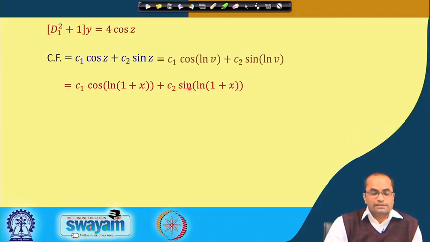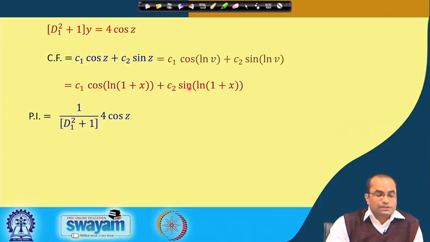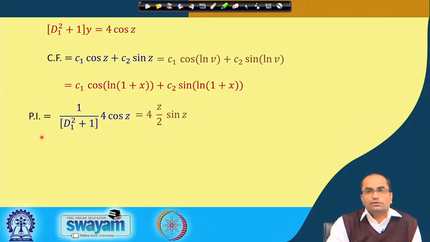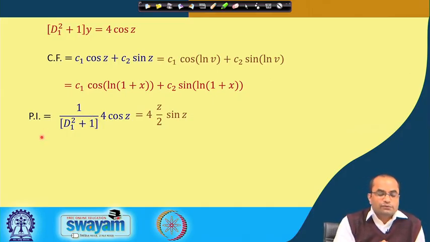plus C2 sin ln 1 plus x, and the particular integral, which is 1 over D1 square plus 1 operated on 4 times cos z. So, this 4 we can bring out here, and this is the formula which was also derived earlier when we substituted D1 square minus 1. So, this is becoming 0, and we have derived that it will be z over 2a, and cos will become just sin there. And 2a here is just 1. So, z by 2 and sin z will be the result of the operation 1 over D1 square plus 1 on cos z.